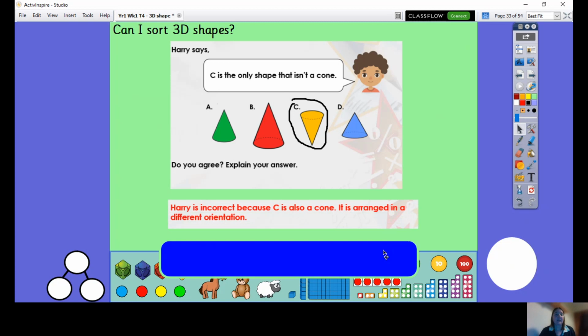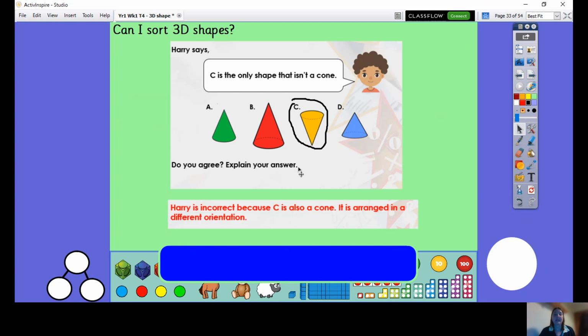So Harry is incorrect. That means he's wrong, because C is also a cone. It's just arranged in a different orientation. That means it's just positioned differently. All these are up this way, and that one looks like it's upside down, but it is still a cone.